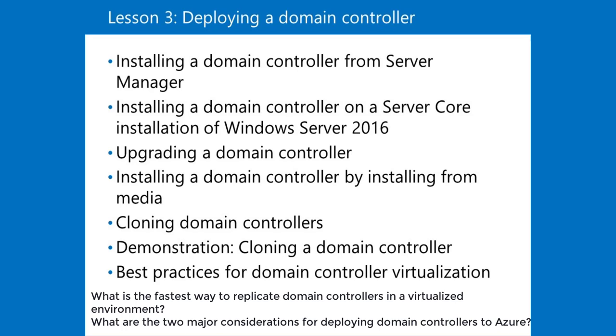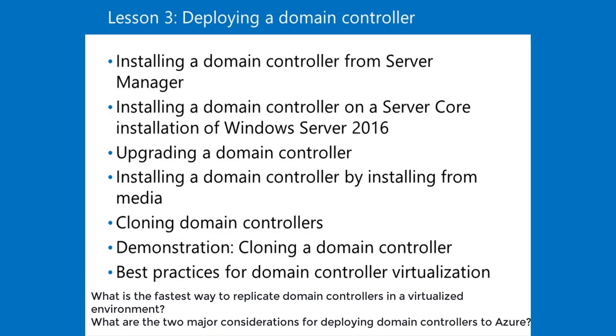Question. What is the fastest way to replicate domain controllers in a virtualized environment? Answer. Cloning. Feedback. Cloning is the fastest way to deploy multiple computers with identical configurations, especially when those computers run in a virtualized environment such as Hyper-V. Cloning copies the virtual hard disks of the computers and changes minor configurations such as computer names and IP addresses to be unique. Then the computers are immediately operational.